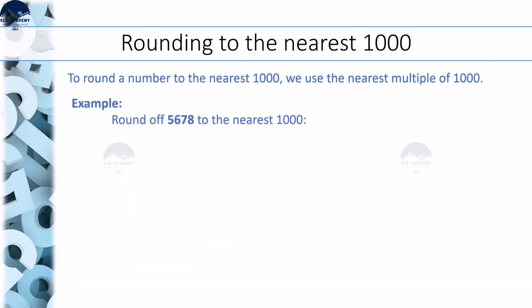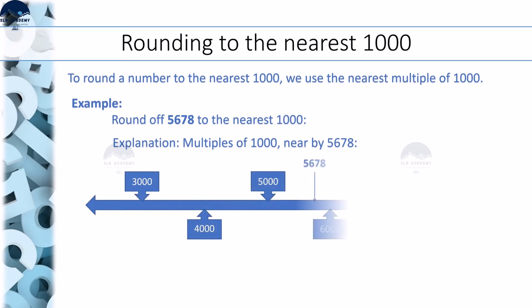Rounding off 5678 to the nearest thousand. Take multiples of thousands nearby the number 5678. 3000, 4000, 5000, 6000, and 7000 are some multiples of thousands which are nearby the given number 5678.